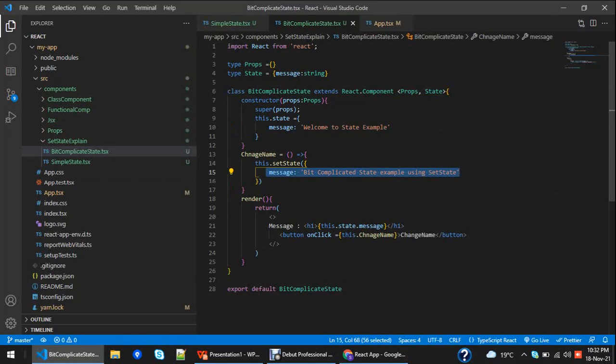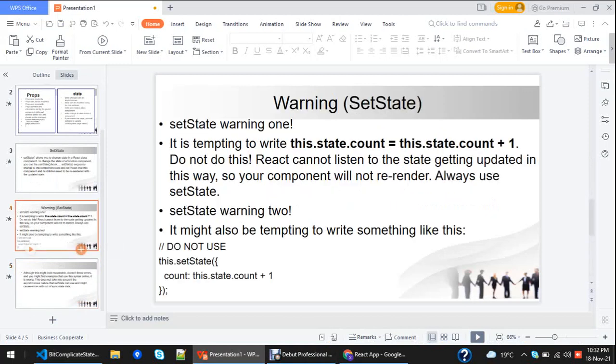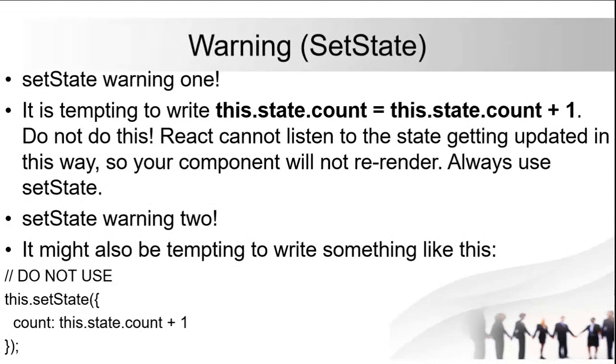Okay, I want to go for another example, the counter example. Before going to the counter example, I want to tell you the warnings, why the setState warnings, so then you can understand. There are a few warnings in setState, guys. There is warning one, warning two. It is tempting to write this dot state dot count equals this dot state dot count plus one.